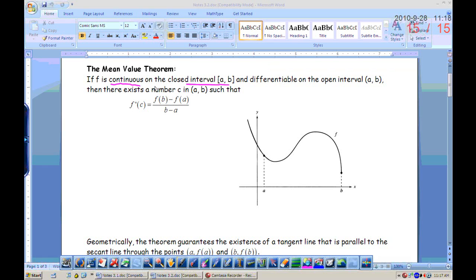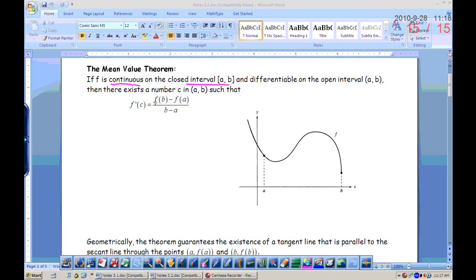Then there exists a number c between a and b, so a and b are x values, so you get some number c between a and b, such that f prime of c equals f of b minus f of a over b minus a. Okay, when you're still looking at that, you're probably going, what? But let's break it up.